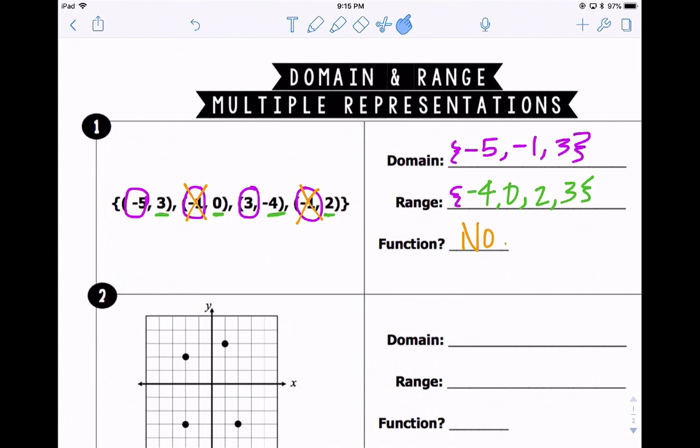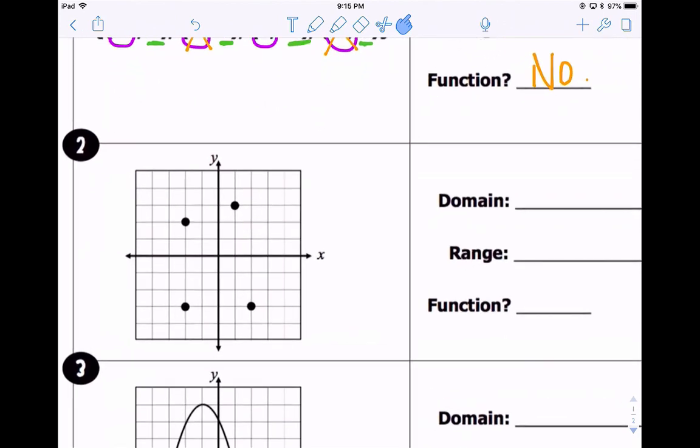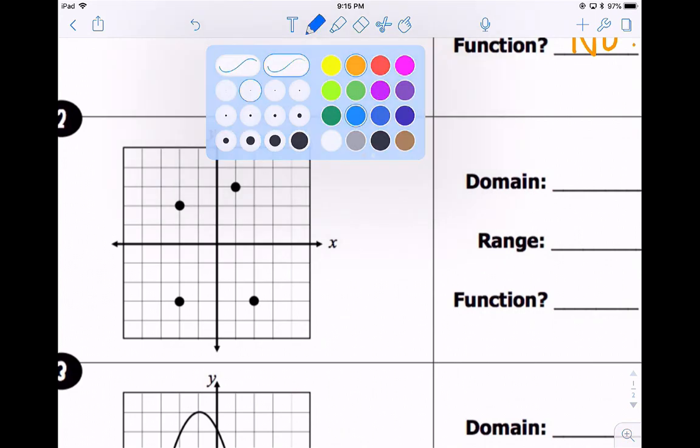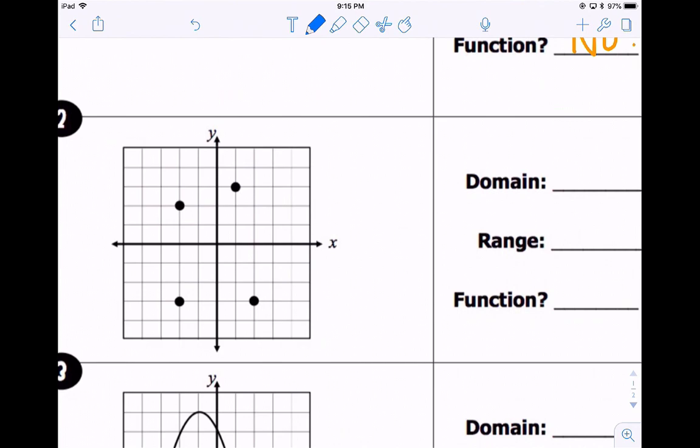All right, so similarly, looking at number 2, again, we have a discrete set of data. We have very specific points that we're looking at, 4 specific points. So same thing, we're going to write our domain and range as a set with squiggly brackets. We put them in order from least to greatest, and we don't repeat. So our domain is our x's. So remember, this is your x-axis, right? So we're looking from left, so starting over here, going this way, left to right.